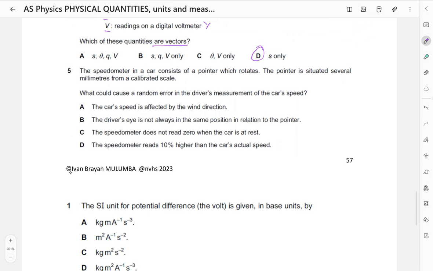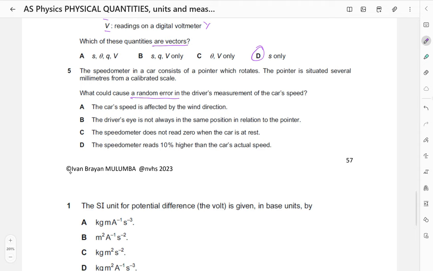The speedometer in a car consists of a pointer which rotates. The pointer is situated several millimeters from a calibrated scale. What could cause a random error? Remember, a random error could be as a result of, or an example could be, parallax error, which could be as a result of taking readings from different angles. This could cause scattering of readings around a true value.